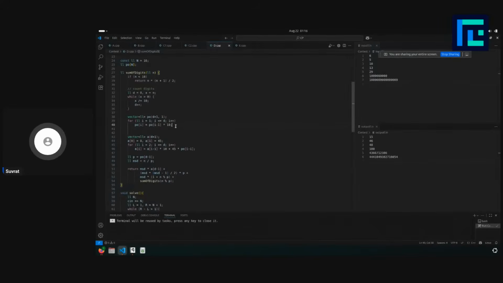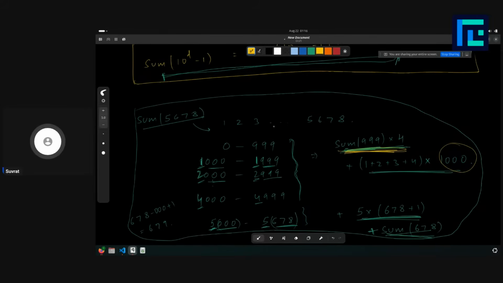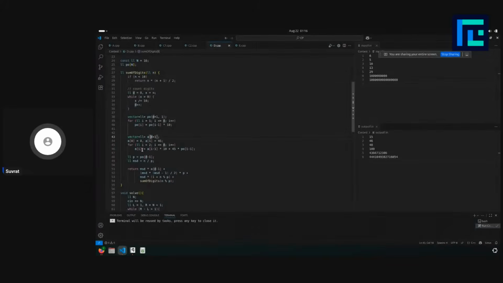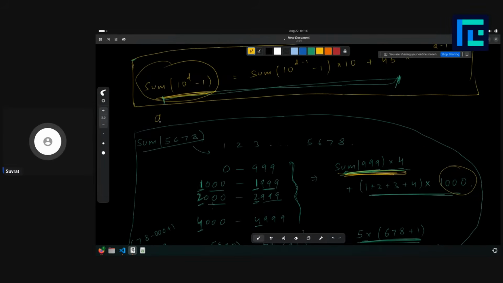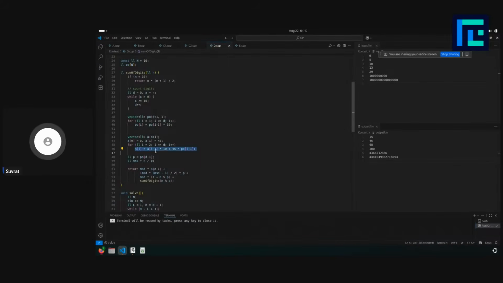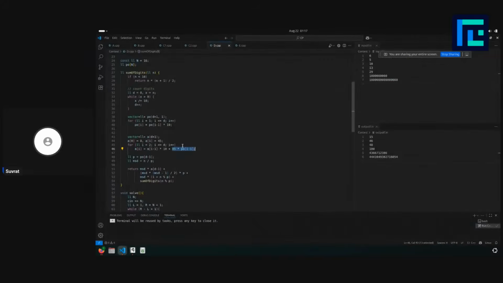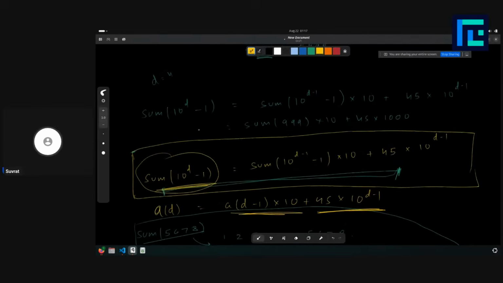So powers of 10. Then a is basically this thing, sum till 999, sum till 10 to the power d minus 1 is vector LLA, and you can see that I have used this same relation. Let's say this is a of d, so this would be a of d minus 1 into 10 plus 45 into 10 to the power d minus 1. So a of i equals a of i minus 1 into 10 plus 45 into 10 to the power i minus 1. So this is nothing but this thing.